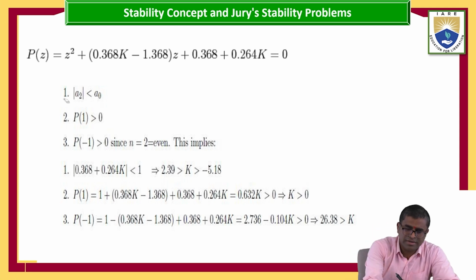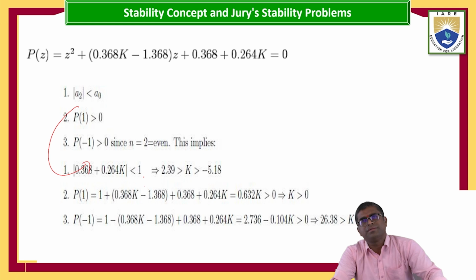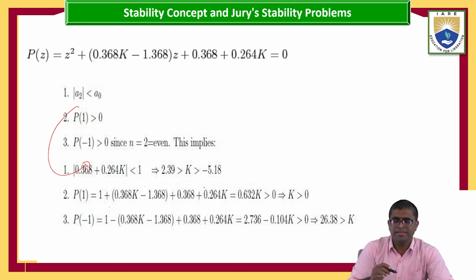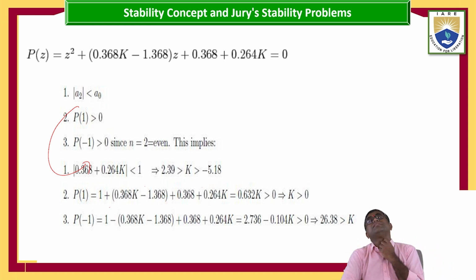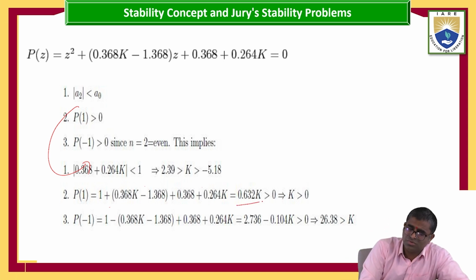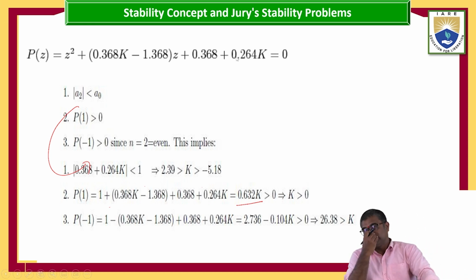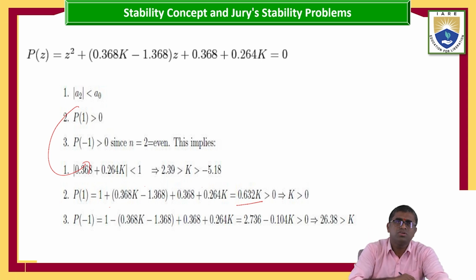See, for this one, a2 is 0.368 plus 2a2 less than a0, which is 1. Okay, so from this one, we find the k ranges between 2.369 and 5.168. Now, substitute the P of 1 value. When substituting the P of 1 value, we got the value as 0.632k. From that one, k greater than 0.